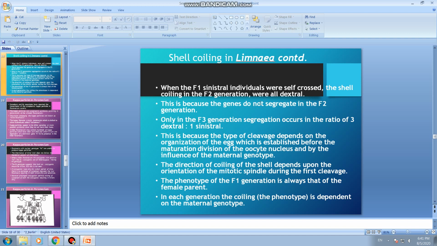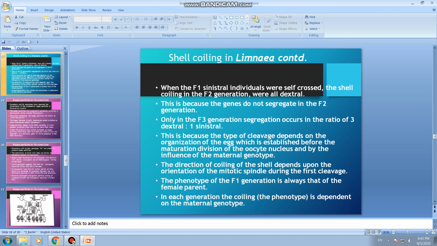Why, again? Although in the F1 generation all offspring were sinistral, how come in the F2 generation all became dextral? That is because the genes do not segregate in the F2 generation. Only in the F3 generation does segregation occur, separation of the genes in the ratio of 3:1, that is, 3 dextral and 1 sinistral. This is because the type of cleavage depends on the organization of the egg, which is established before the maturation division of the oocyte nucleus and by the influence of the maternal genotype.